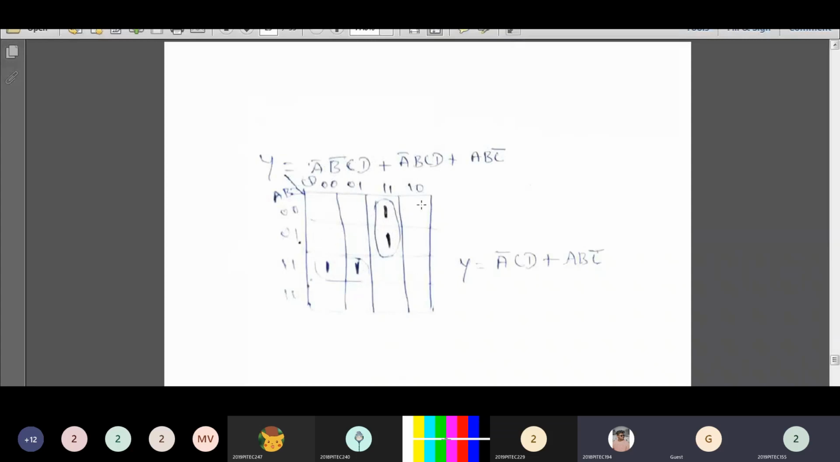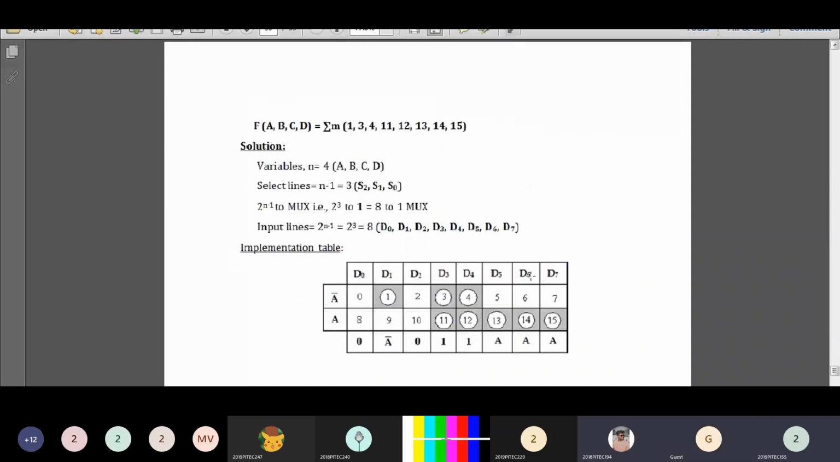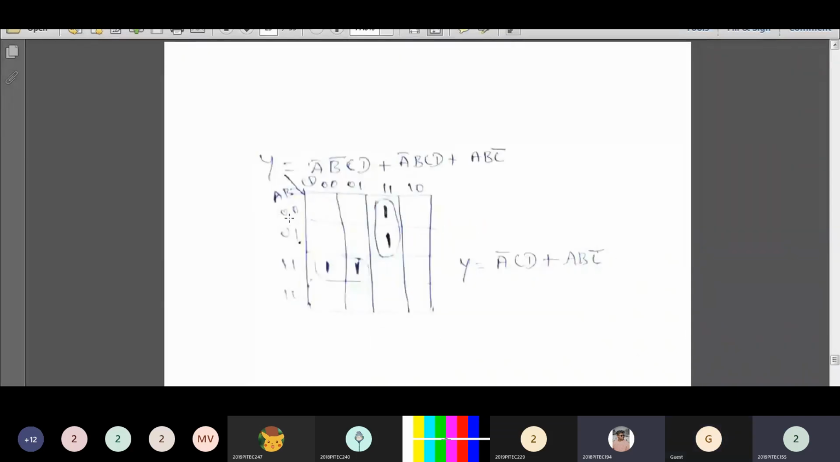So now you have to write the final expression. Y is equal to this. Sorry, the product term for this group is A' B C. Next one, A B C'. So this is your answer. The group product term for this group is A' C D, and this is A B C'.